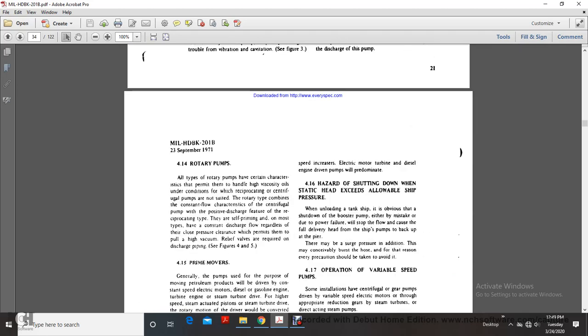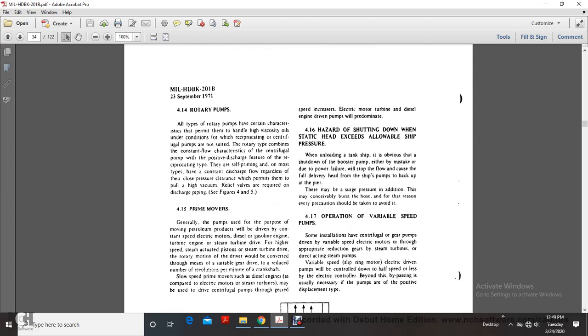All types of rotary pumps have a certain characteristic for handling high viscosity oil, a condition for which reciprocating and centrifugal pumps are not suited. The rotary type combines the constant flow character of the centrifugal pump with the positive discharge feature and self-priming of the reciprocating type. Most types deliver a constant discharge of flow regardless of pressure, given close clearance. They should have a full high vacuum relief valve, as required on the discharge piping. See Figures 4 and 5.